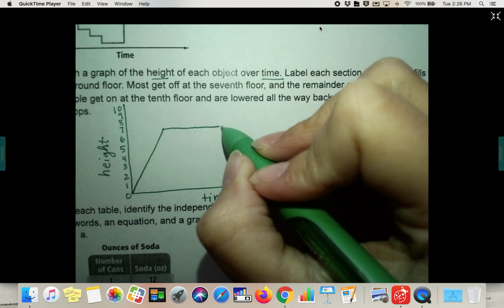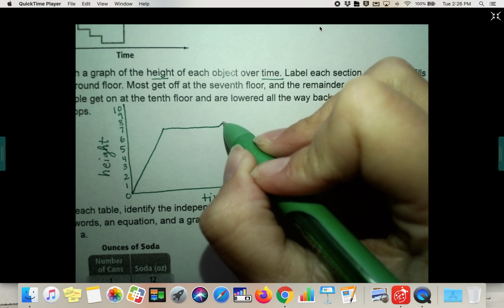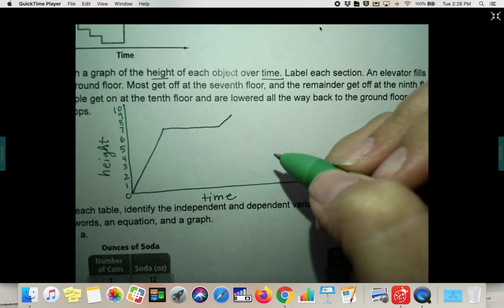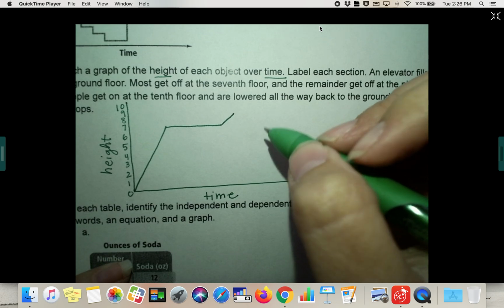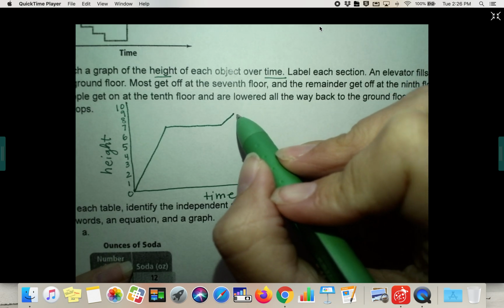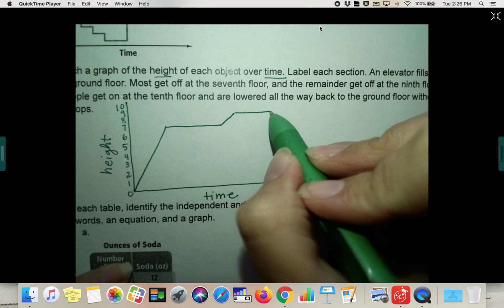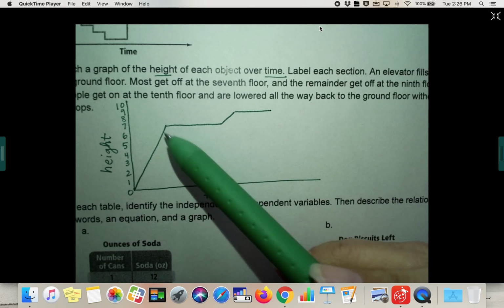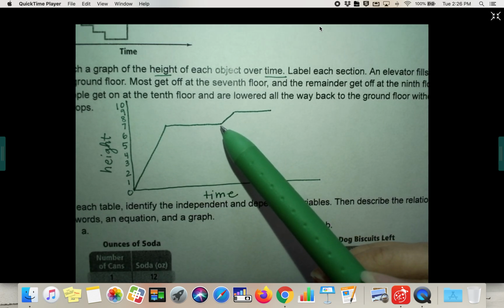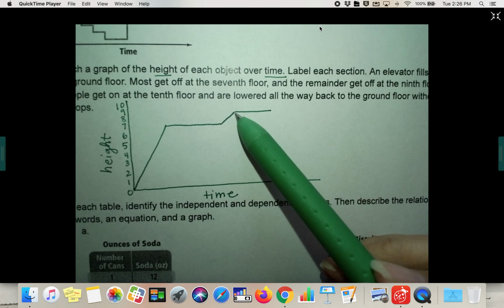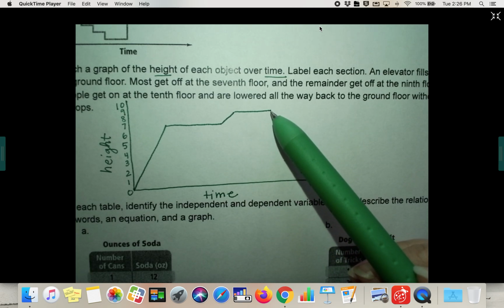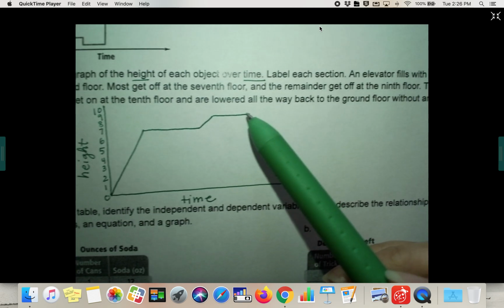Okay, so we're going to go up a little bit more shallow of a section, because it won't take as long to get to the 9th floor. The remainder get off there. So there's, I would say, a little bit of time that needs to stop. Maybe not as much as the first pause, because that was most of the people. However, in this section, the remainder get off.